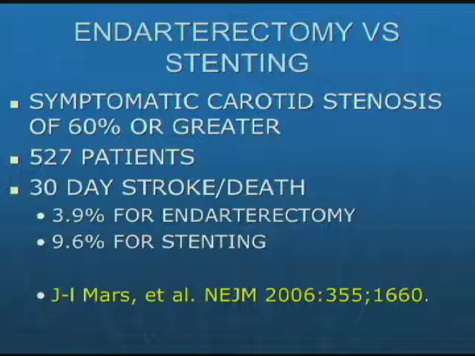Now, as to treatment, when the patient has a serious stenosis of greater than 70%, then endarterectomy versus stenting is one of the considerations. A recent journal article in the New England Journal suggested that patients for endarterectomy had a 3.9% 30-day stroke or death, while that for stenting was much higher. But you have to consider that this paper is the early experience with stenting. And as experience is gained, I'm sure that this complication rate for stenting will drop precipitously.